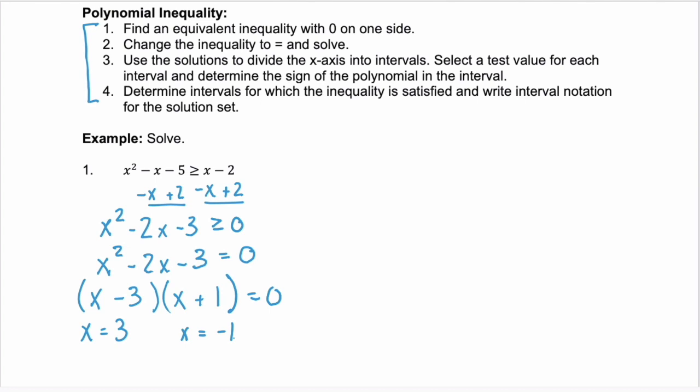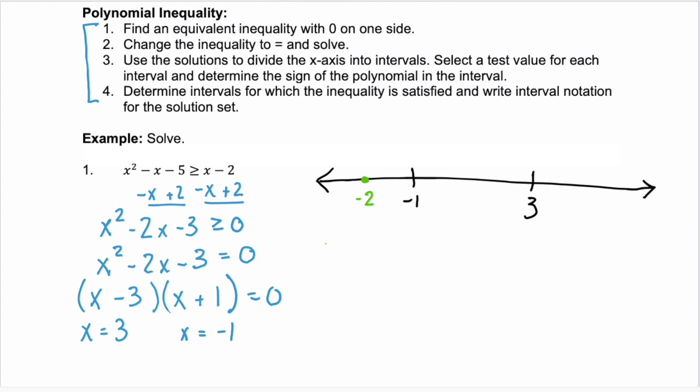Now, we're not done. These values are what we call critical values. And if we put them on a number line, we have -1 and we have 3. Notice that it broke this number line up into 3 chunks. These are called our intervals. And we're going to pick a test value in each of these intervals to see what this polynomial is doing in each interval. In the first interval, how about we pick a test number of -2.